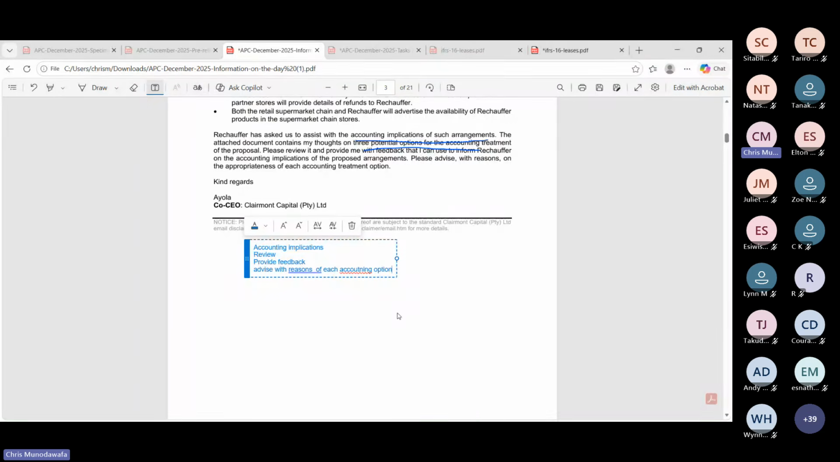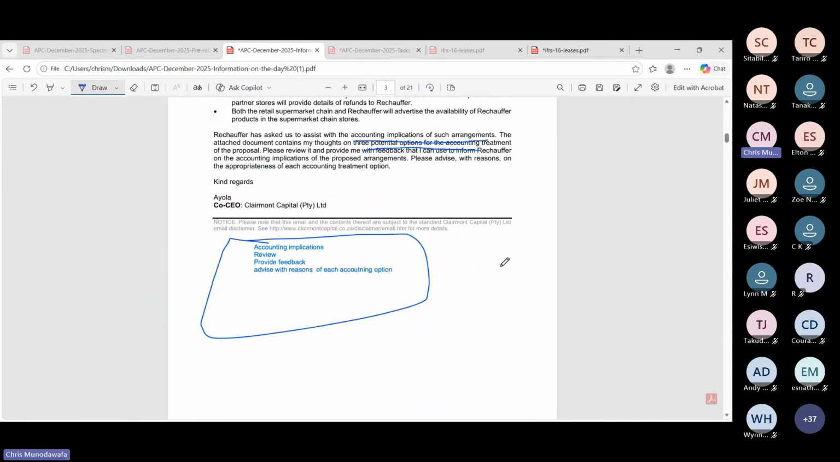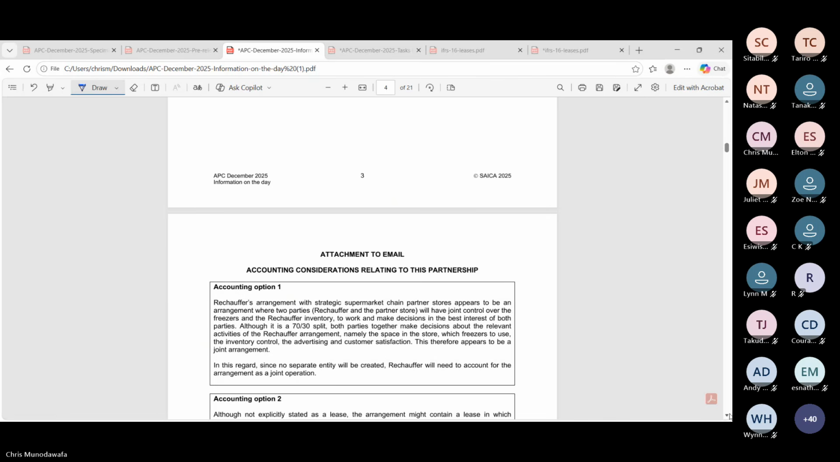Does that make sense? So the question is, what is called coverage: doing all of these things, review, provide feedback, advise with the reasons. That is what is called coverage. In simple terms, you see all the aspects requested by the examiner. So if I identify all the issues, that is coverage. It means my complete solution points to all the 3 options.